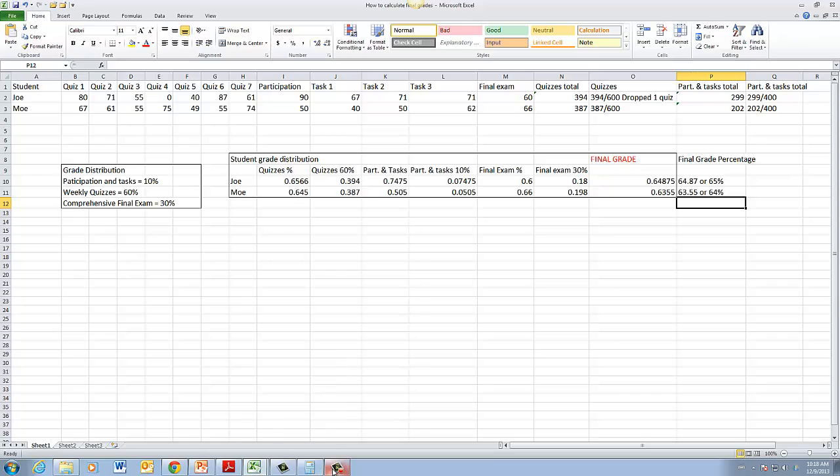If you have any questions, let me know, but this is the basics on calculating your grade. It looks more complicated than it is. Once you do 2 or 3 of these, it'll be very easy.